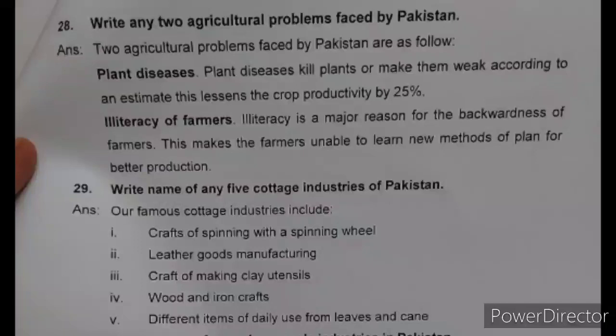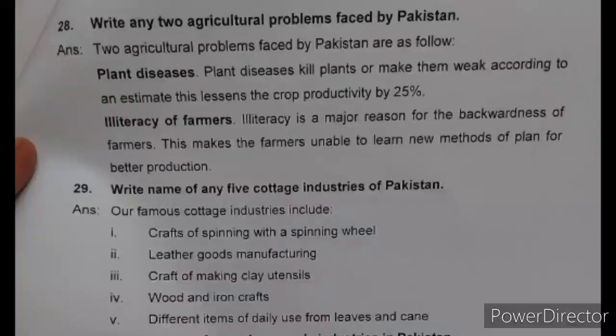These two problems are plant diseases and illiteracy of farmers. Plant diseases kill plants or make them weak. According to an estimate, it lessens the crop productivity by 25%. Illiteracy is a major reason for the backwardness of the farmer, and it makes the farmer unable to learn new methods or plans for better production.